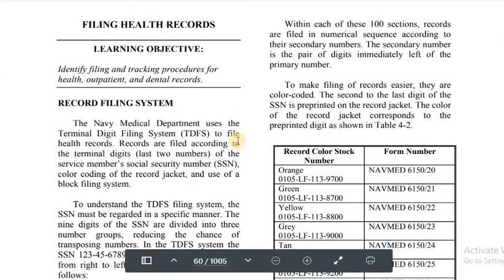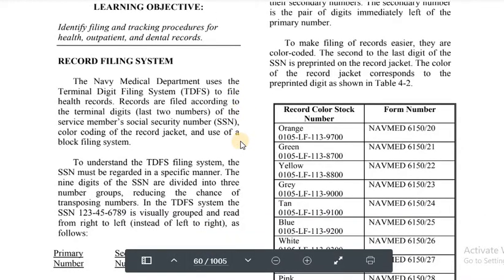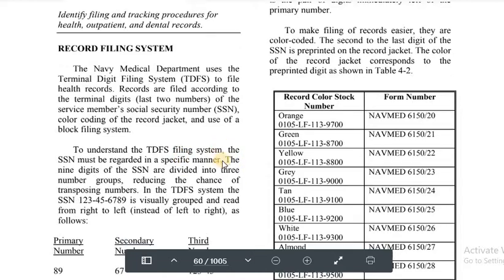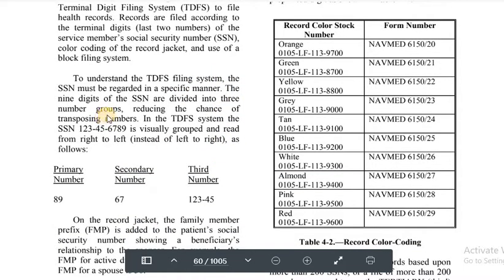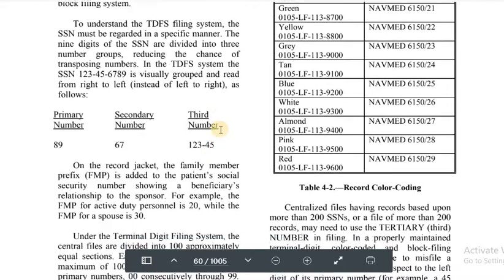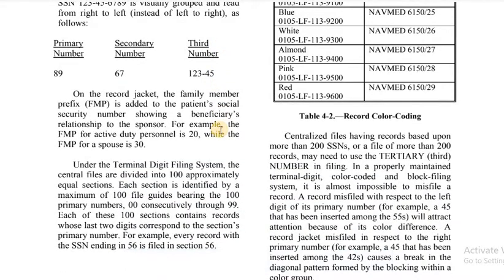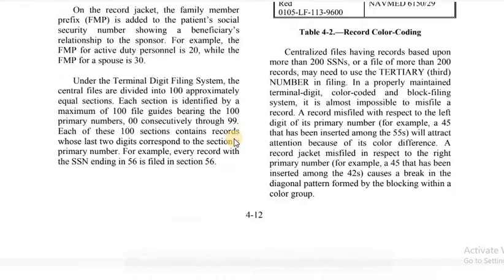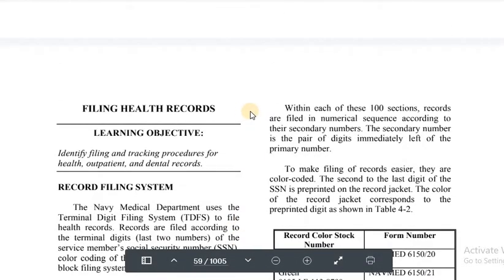So, filing health records, terminal digit filing system, based on the last two numbers of their social security. And this is kind of how socials are read in the terminal. So you got your first 2 numbers, you got your second 2 numbers, and then you got your last 5. And this is all really, really confusing. I don't think it's super important to get in the weeds.